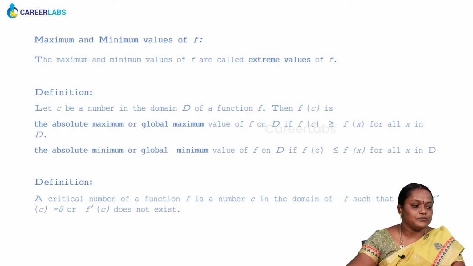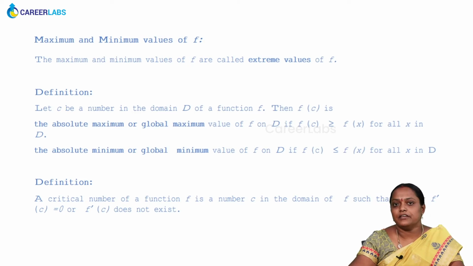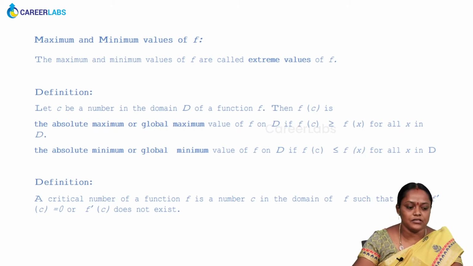And now we are supposed to define the critical number. A critical number of a function f is a number c in the domain of f such that either f dash of c is equal to 0 or f dash of c does not exist. Okay, these are the two conditions for finding the critical number.